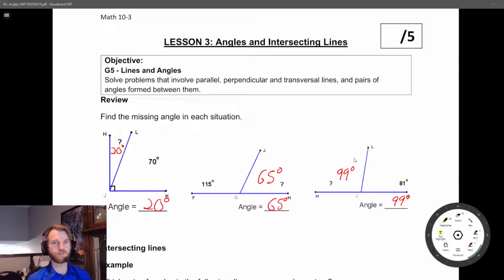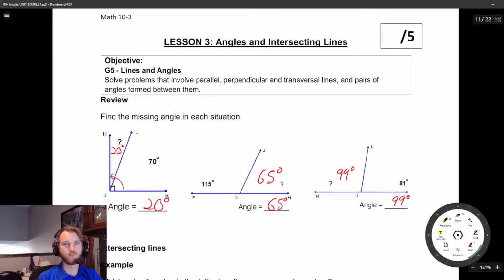All right, so this is lesson 3 in our angles and parallel lines unit. The review here at the top, I'm not going to go through each question, but I did put the answers in there. Just reviewing that when you have a right angle, so a 90-degree angle that's being split somehow, those two new angles that it makes are going to have to add up to 90. Right, so all this would be 90, and so 70 plus 20 is going to have to add up to 90.